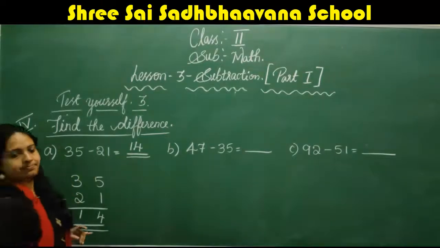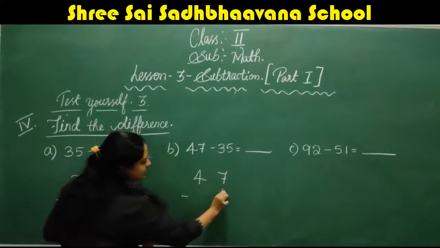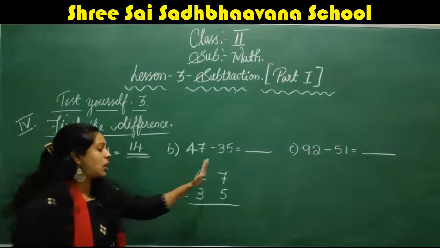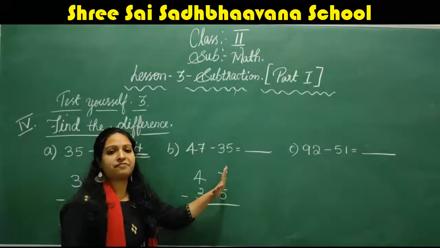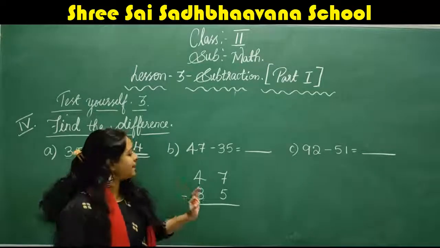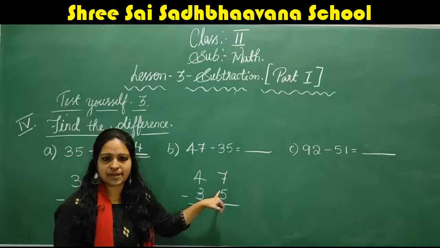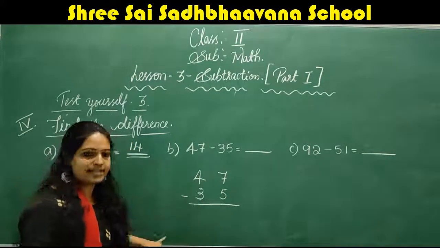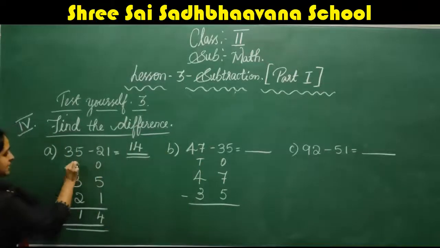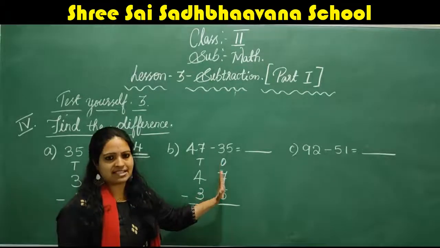Move on to the next sum. 47 minus 35. Now what you have to do first? You have to minus 5 from 7. Always when you are subtracting, keep it in mind, you have to start from ones place. This is called which place? Ones place, tens place, right? Like this, and even here also ones and tens. So always you have to start subtracting from ones place.